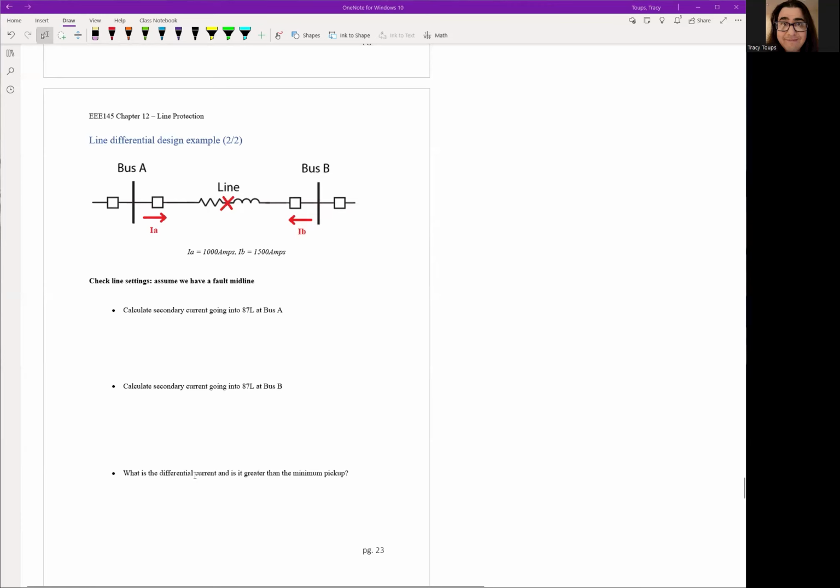Okay. And remember, this is going to be in secondary amps, because you calculated secondary currents from the first two bullet points. And then we'll compare it to a minimum pickup, which you defined on the previous page, and should we trip or not. So again, it's just a good way to double check your work to make sure that your numbers are safe.